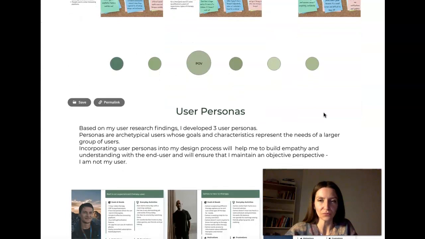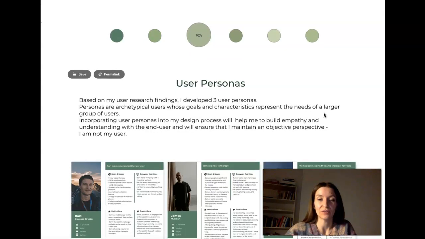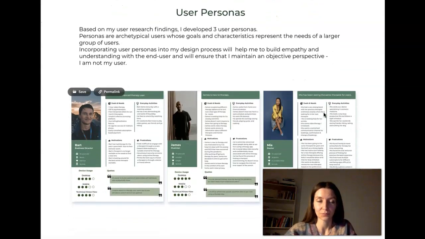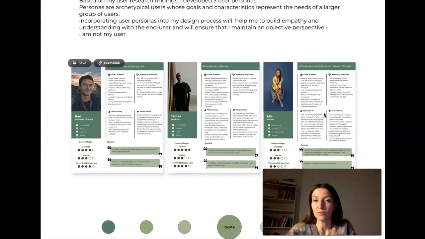So moving on from that, I then created some user personas based on the research findings that I had. So I developed 3 personas, as you can see below here: Bart, James and Mia. And they were essentially representing an archetypical user whose goals and characteristics present the needs of those that I would classify as the main demographic for the app. So they touched upon 3 different kind of subclasses within this demographic.